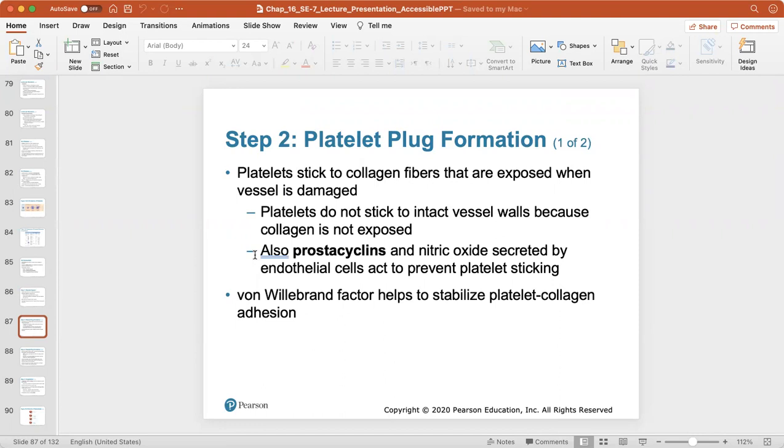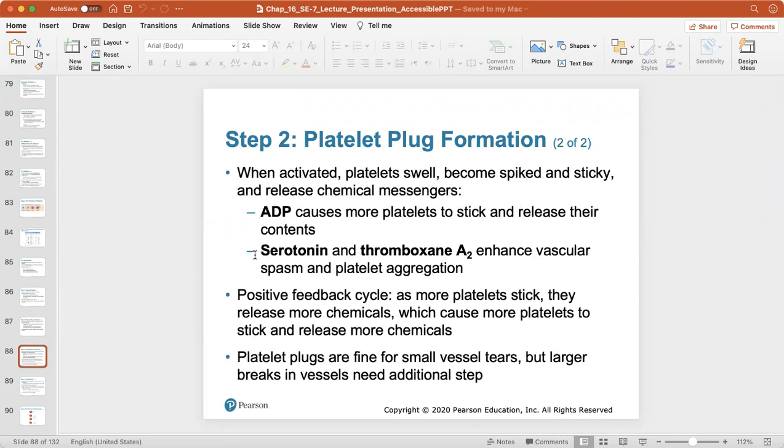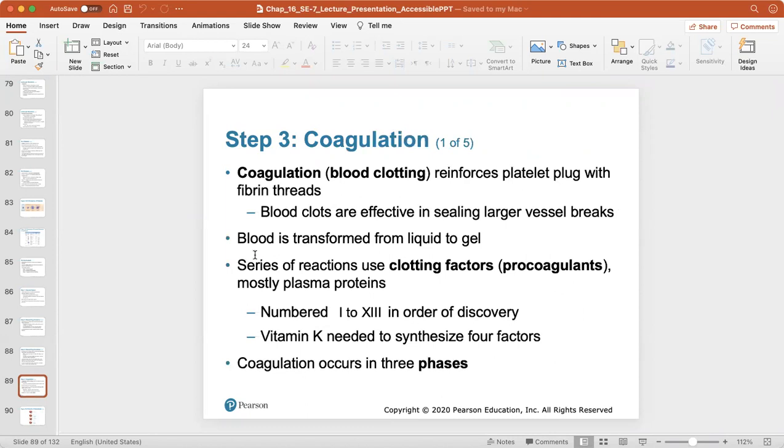Platelet plug formation is when the platelets stick to collagen fibers that are exposed. They stick together to stabilize a platelet-collagen adhesion. The platelets swell, becoming spiked and sticky, and release chemicals that produce a positive feedback mechanism: as more platelets stick together, more platelets stick and release more chemicals. Platelet plugs are good for small vessel tears, but larger breaks in vessels need an additional step called coagulation.